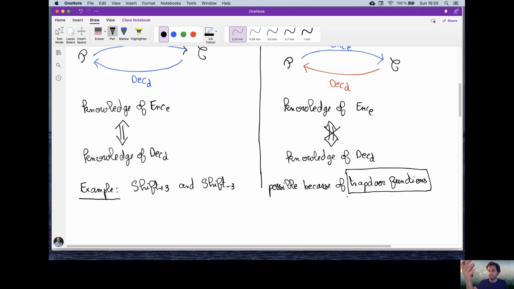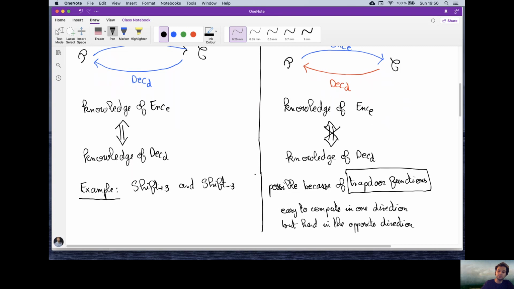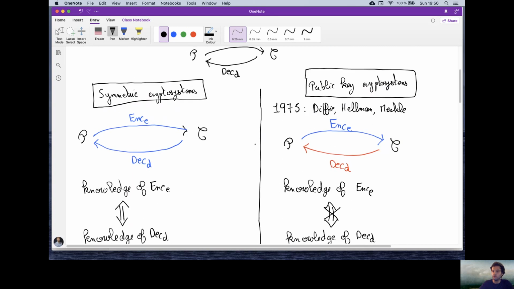More precisely, it would be a bijection that you can compute very easily, but the inverse is very hard. So easy to compute in one direction, but hard in the opposite direction. This existence of trapdoor functions is what allows us to do modern cryptography.